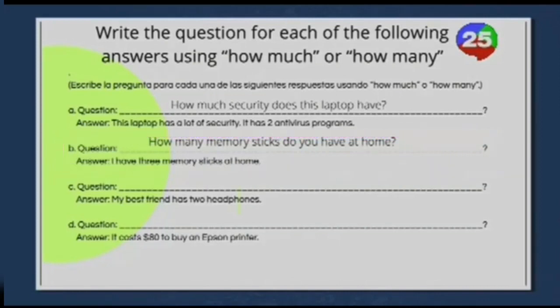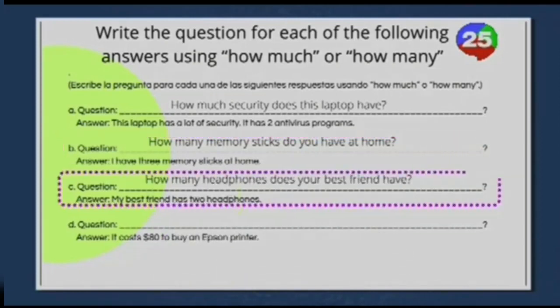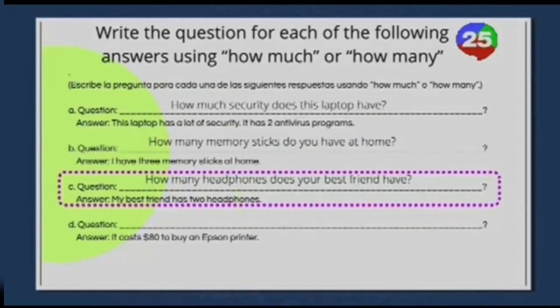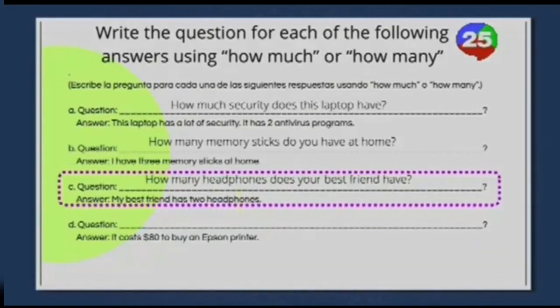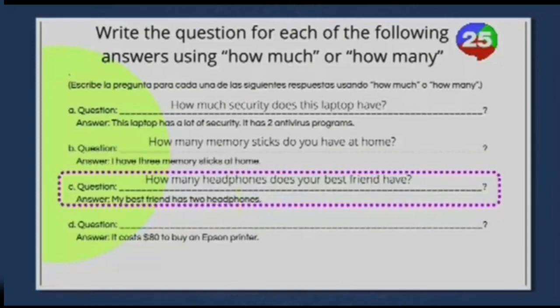Next one. How many headphones does your best friend have? ¿Cuántos audífonos tiene tu mejor amigo? My best friend has, mi mejor amigo tiene, 2 headphones, 2 audífonos.